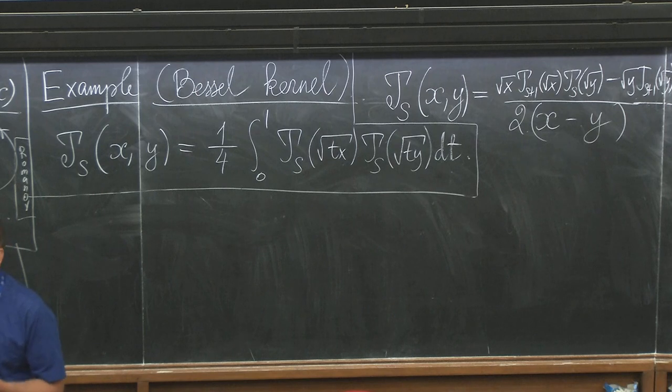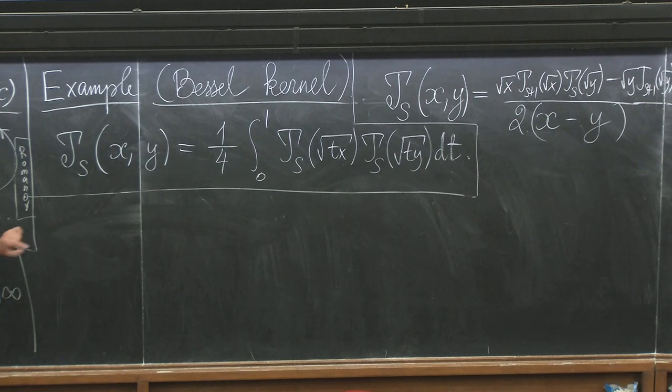The Bessel kernel is the kernel of a spectral projection, very similar to the sine kernel. The sine kernel is the spectral projection on the Paley-Wiener space, which is the space of functions such that the support of the Fourier transform is in minus pi, pi. So this is the space for the sine kernel.